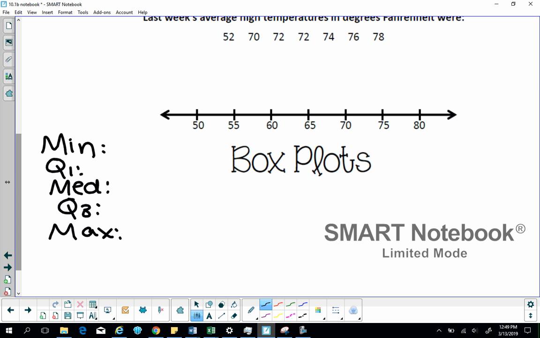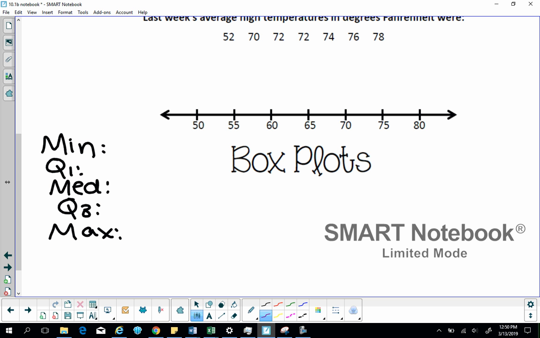Then you put it and find the middle of it. Yep. So this one's in order. The ones you're going to get are probably not going to be in order. Where do you put the box? The Q1, the middle, and Q3.